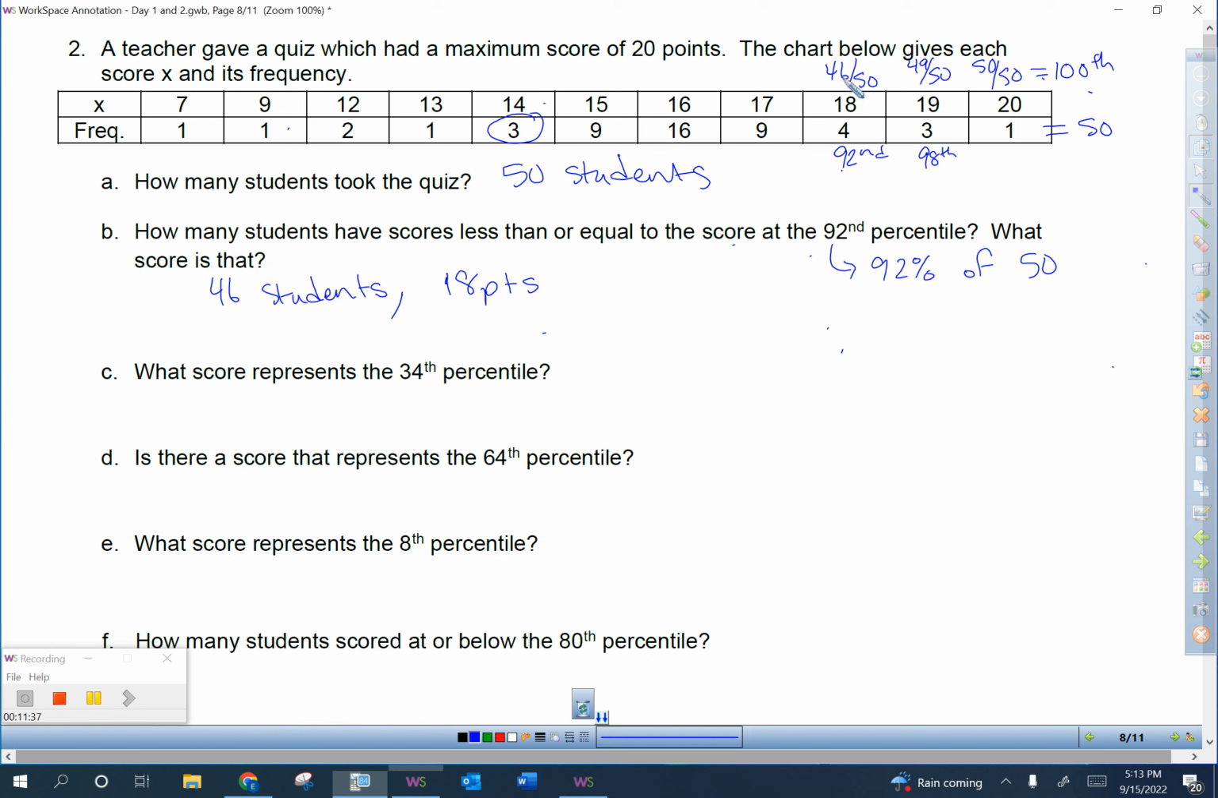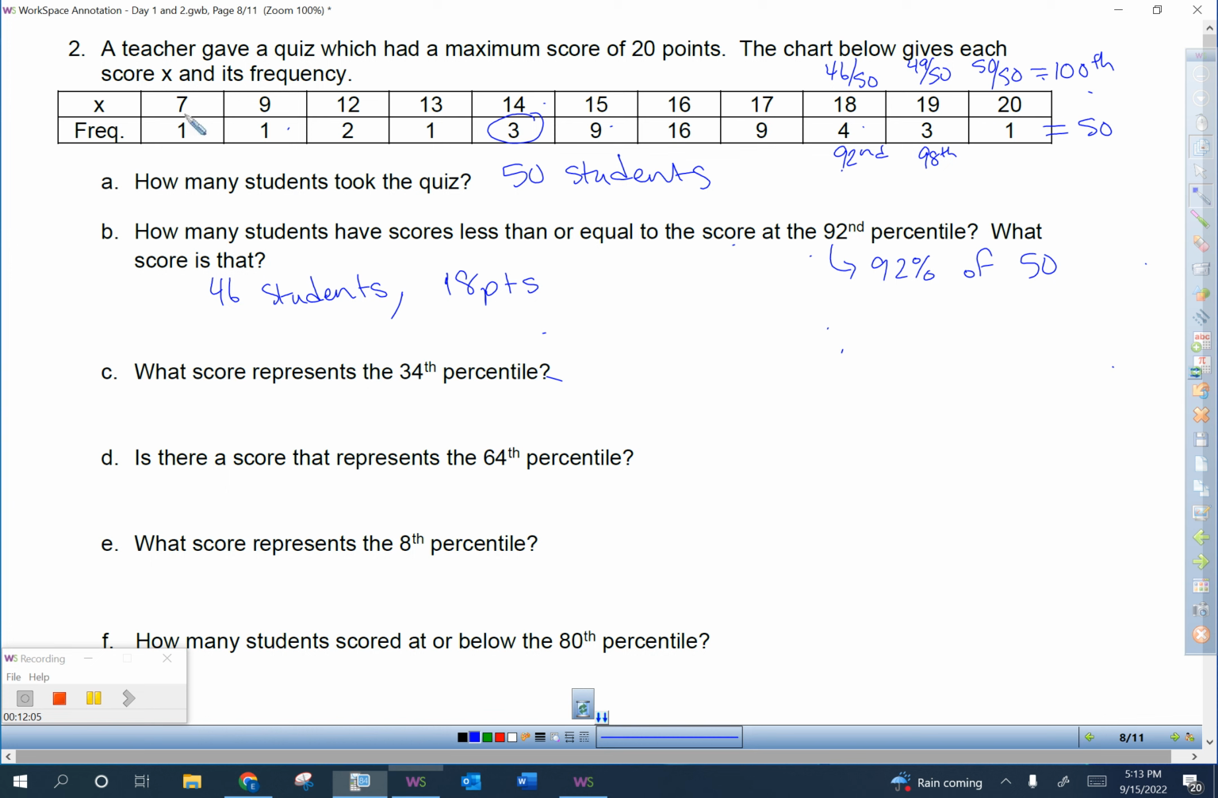Find the group you're in, and that's it. Okay, then it says what score represents the 34th percentile. Okay, so for this one, I would assume it's going to be on this lower end when I'm calculating. There's no reason to list all of them if you don't have to. Okay, so 34th percentile, we're going to go the other direction.